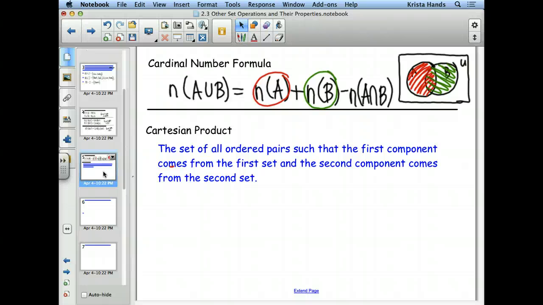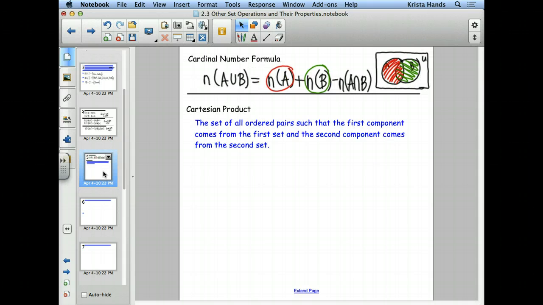Cartesian product is the last type of operation in this section. And I think if I want to do that first, or if I want to do your Venn diagrams first. I'll just keep it in order of what it's got so far. That's all right. All right.